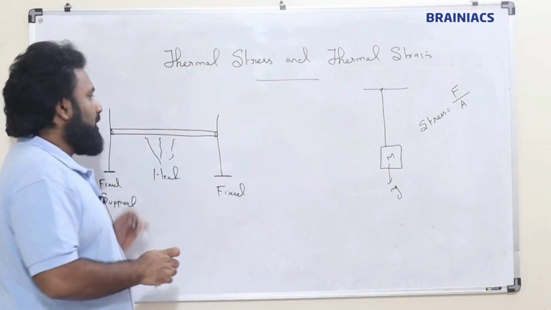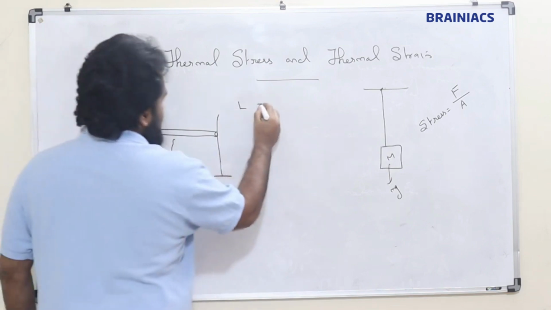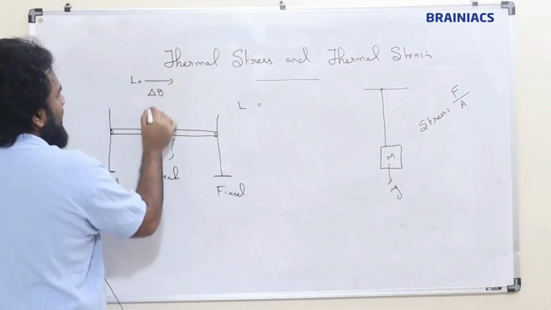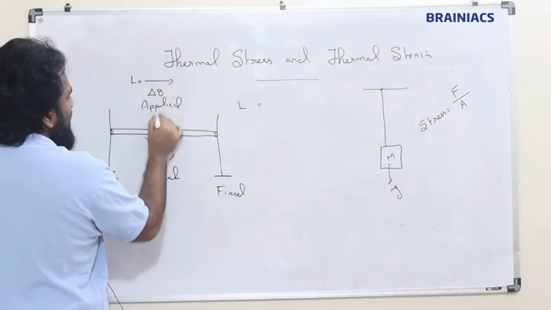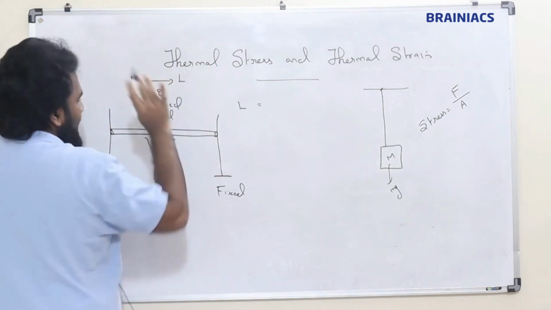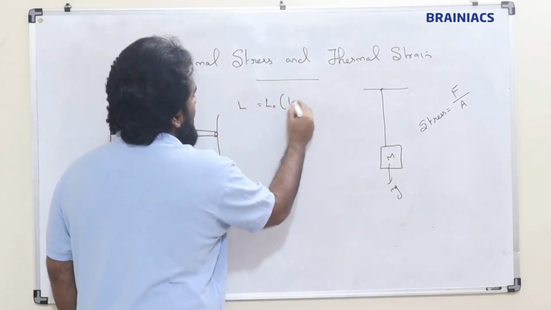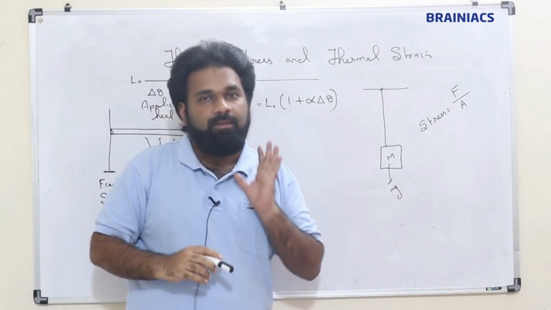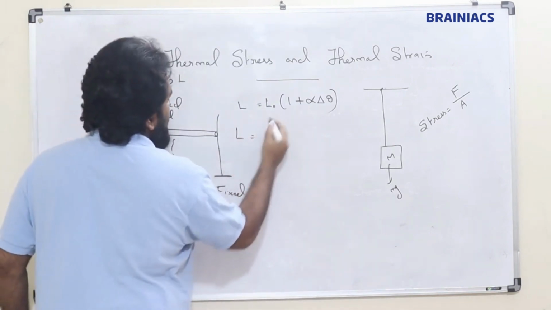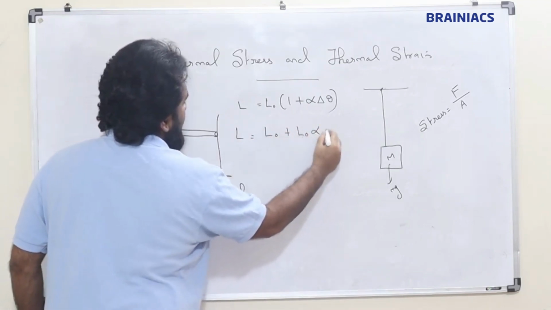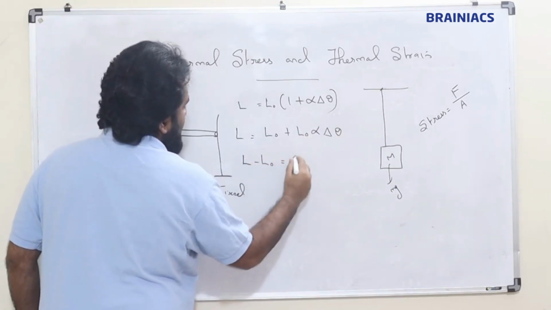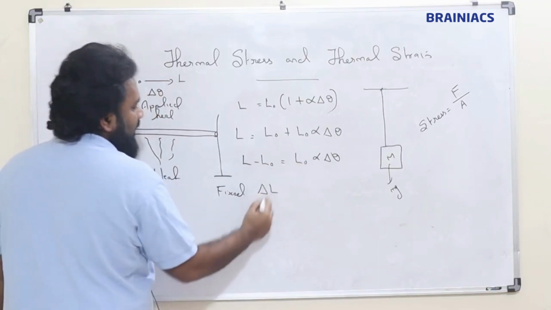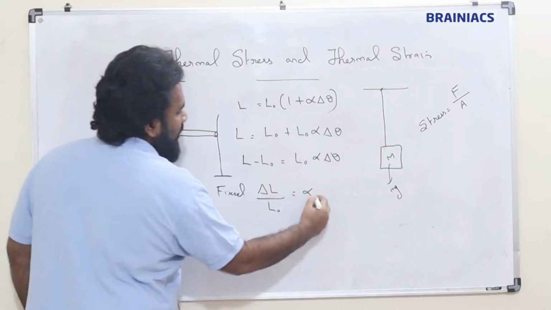Now we are supplying heat. What will happen to its length? Suppose its old length is L naught. When we applied heat, this became L. So new length is L, old length is L naught into 1 plus alpha delta theta. L is equal to L naught into 1 plus alpha delta theta. If we take it inside, L naught plus L naught alpha delta theta, and L minus L naught is equal to L naught alpha delta theta. This is actually the change in length. If I bring here the original length, then this is going to be what?